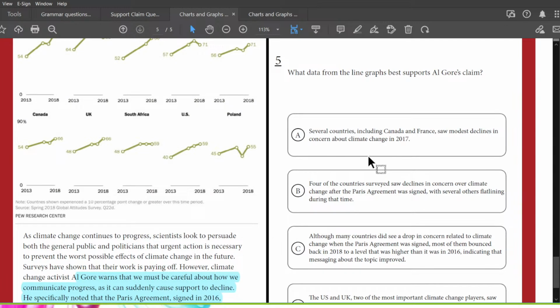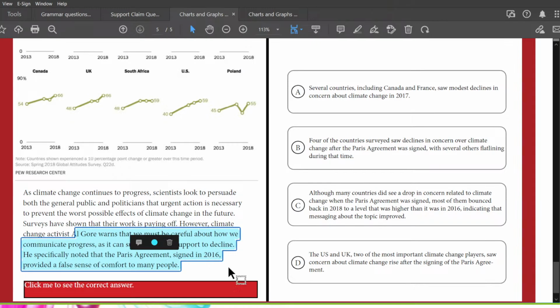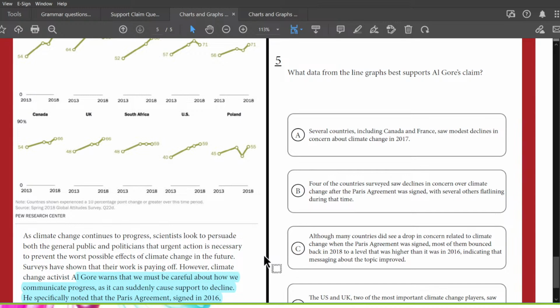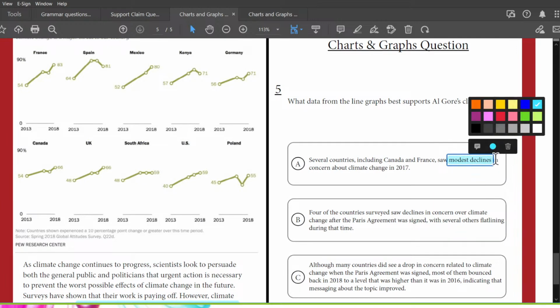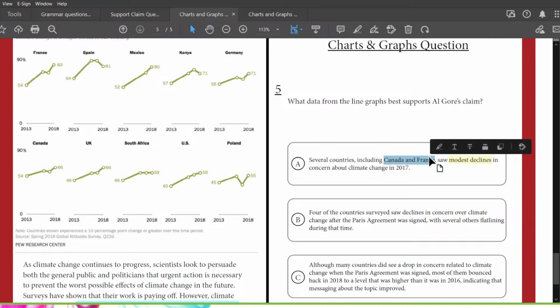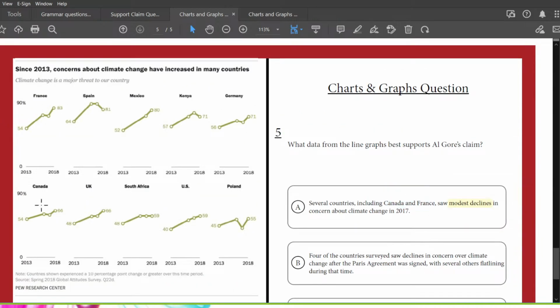Okay, so this key detail of the Paris Agreement signed in 2016 is what they want me to focus on. I should be looking for a decline after that, since that is his argument. Several countries, including Canada and France, saw modest declines in concern about climate change in 2017. This could be good. It's modest declines, so that's kind of meh. It's not the best, but let me just check this real quick. Canada does see a modest decline. Yeah. So does France. Okay. This isn't terrible.